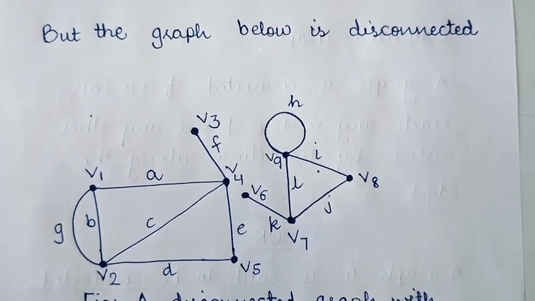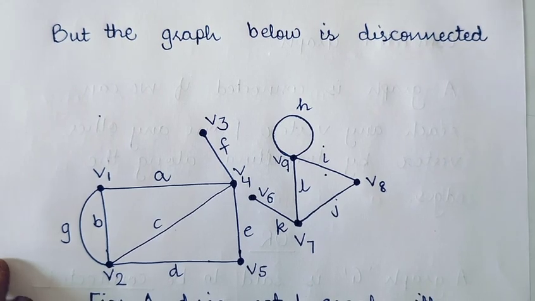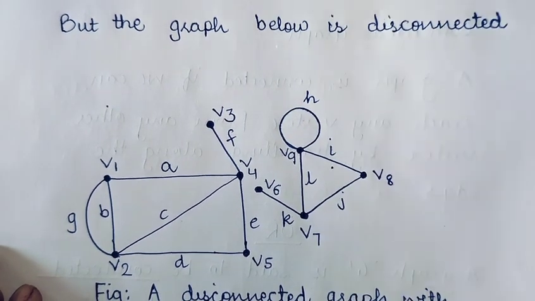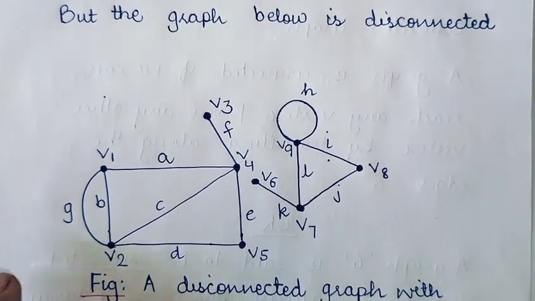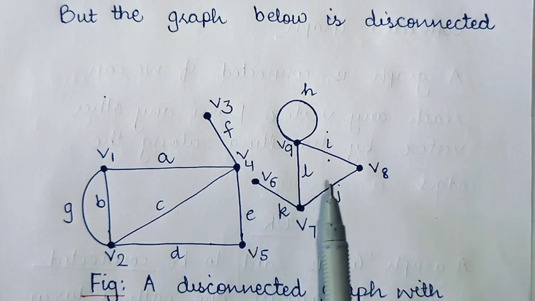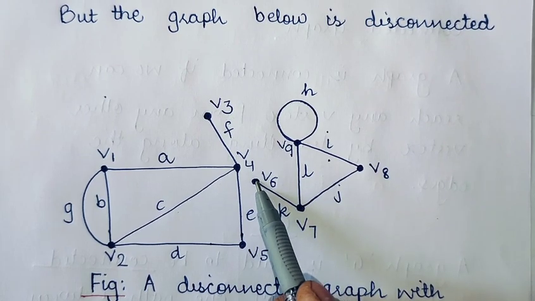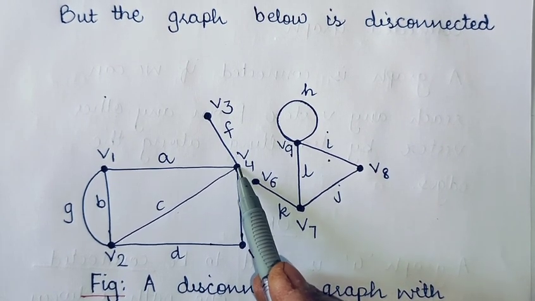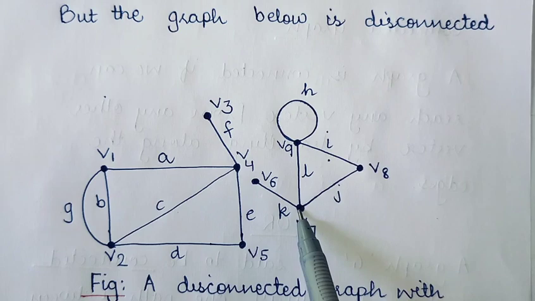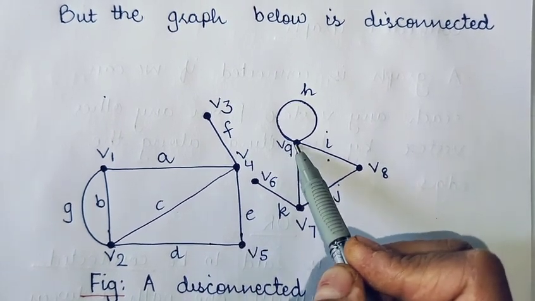Now let's see the example of a disconnected graph. Just now we saw a connected graph. Now the graph that you are seeing is called the disconnected graph, because in this graph, there is not a path from every vertex to reach every other vertex of the graph. For example, if I want to reach from V4 to V6, there is no path. If I want to reach from V4 to V7, there is no path. Or if I want to reach from vertex V5 to vertex V9, there is no path.